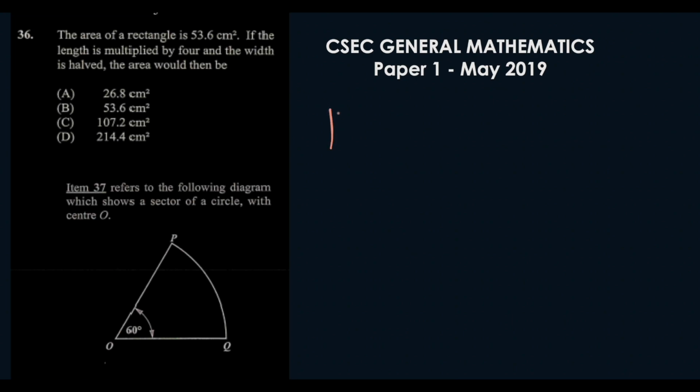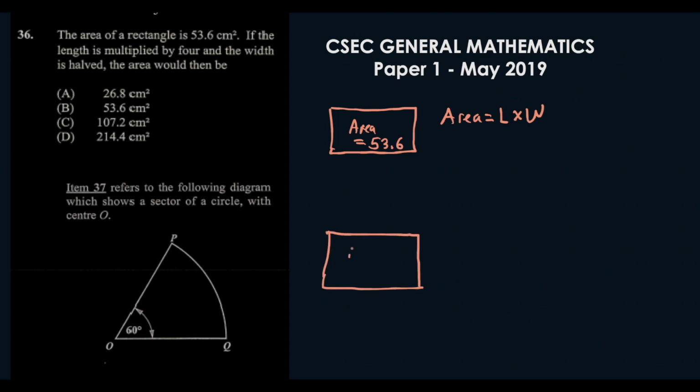So let's say we have a rectangle. The area of this rectangle is 53.6. So we are saying that this area had to be equal to what? Length times width. Now we have another rectangle, and we are trying to figure out what the area of this rectangle is. But we did say that for this area, what happened to the length?